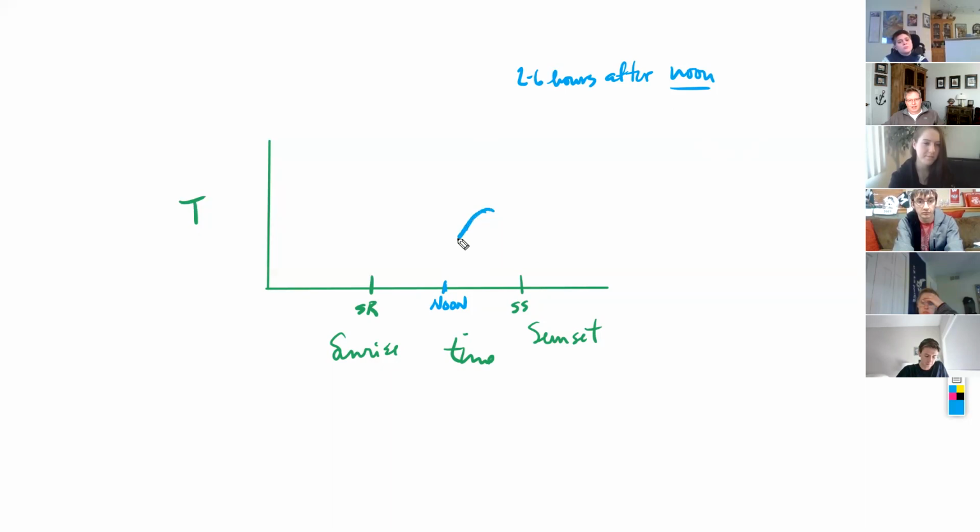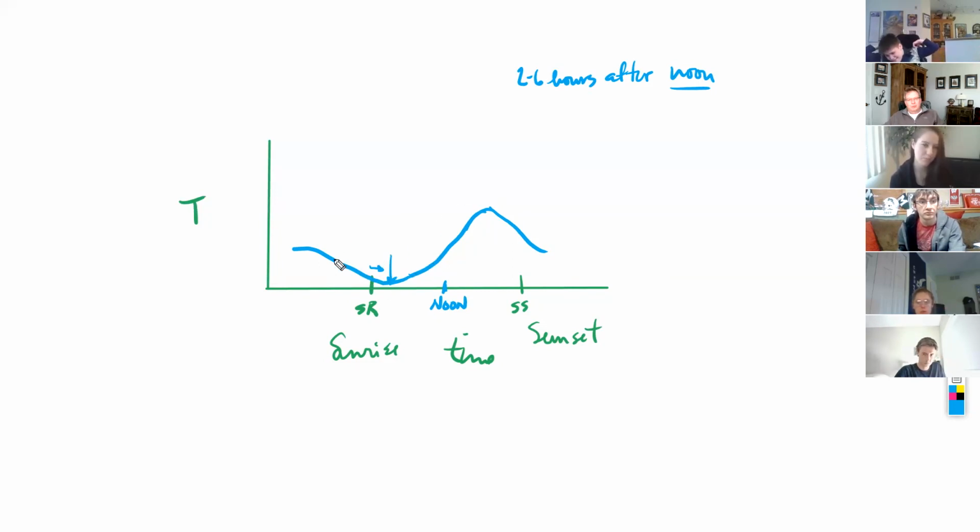When do you think the coldest time of the day is? The coldest time of the day is actually right after sunrise. Because even though we're getting radiation coming in, we're still losing more than we get for about 30 to 60 minutes. Then we start to warm up very rapidly. We're getting more incoming than radiation out.